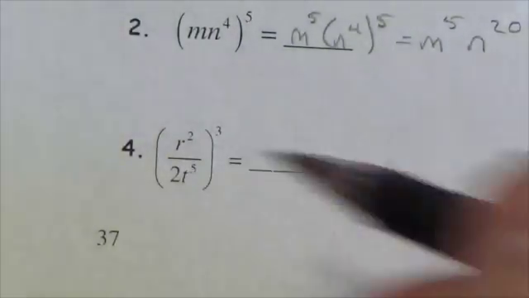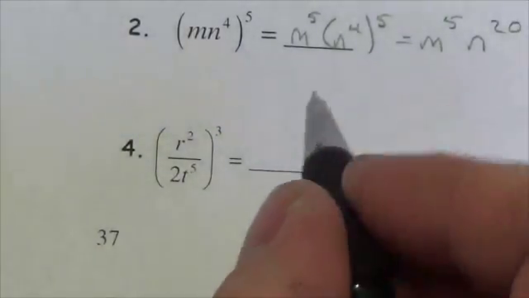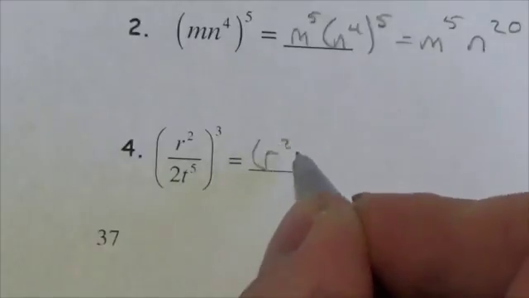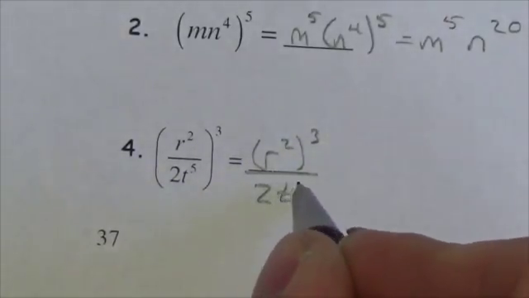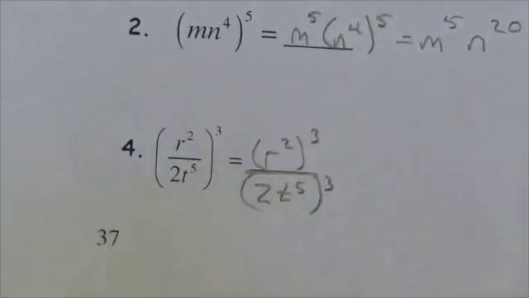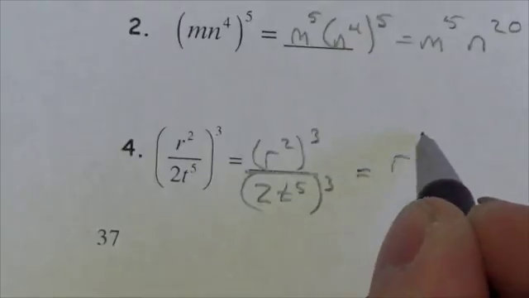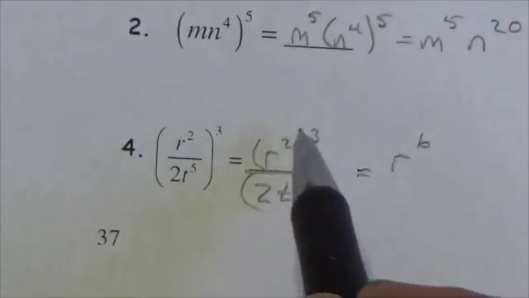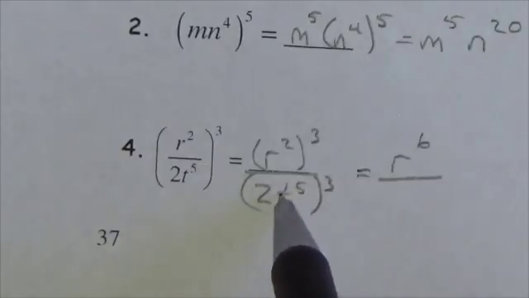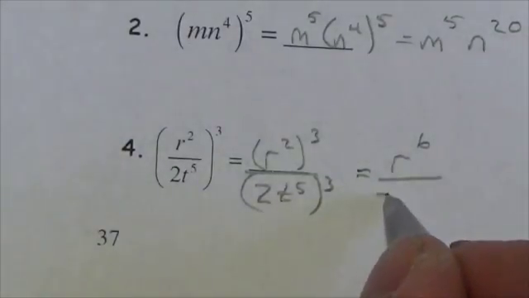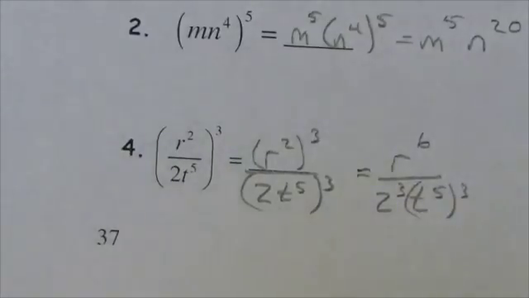And finally, this right here. This time I've got a quotient. The 3 is going to distribute to both of those terms, so this will be (r squared) cubed divided by (2t to the 5th), all cubed. Now in my numerator, that's not such a big deal. That'll just be r to the 6th because I've got a power of a power. But in my denominator, I actually have to distribute the 3, because there are two factors in the denominator. So this becomes 2 cubed times (t to the 5th) cubed.